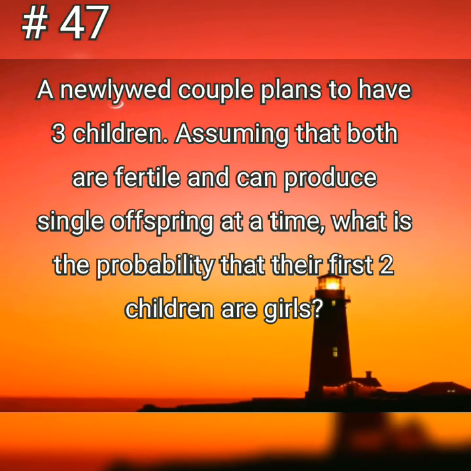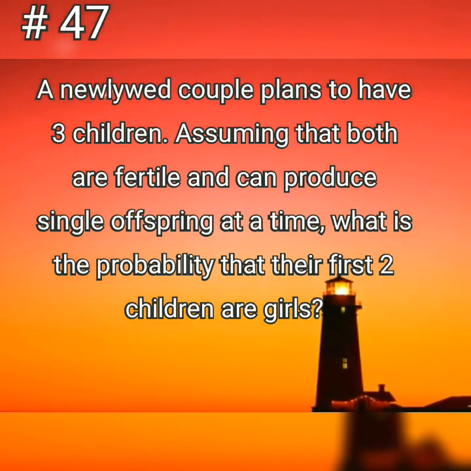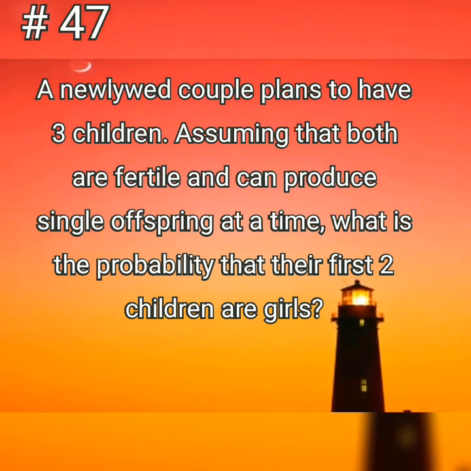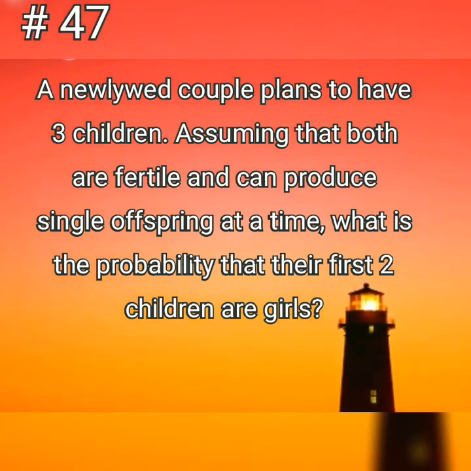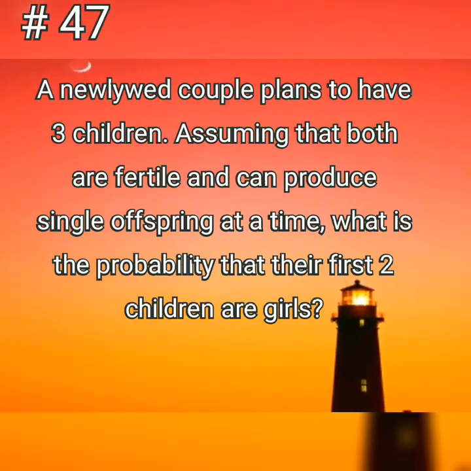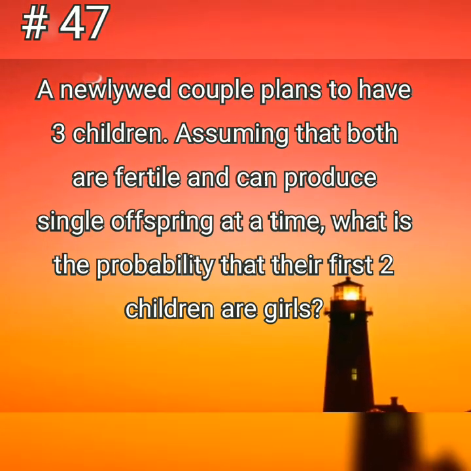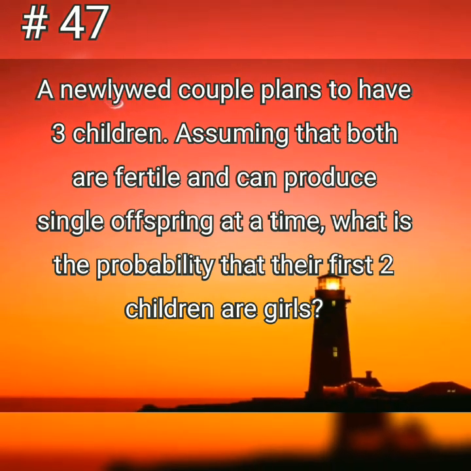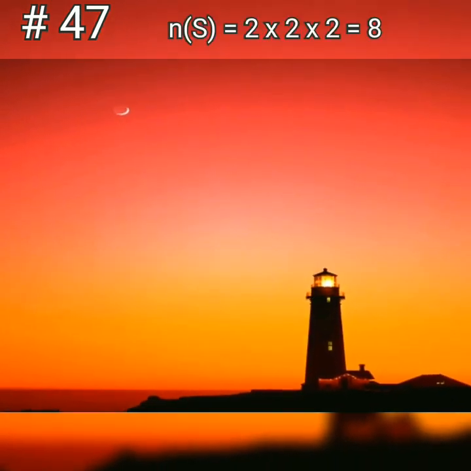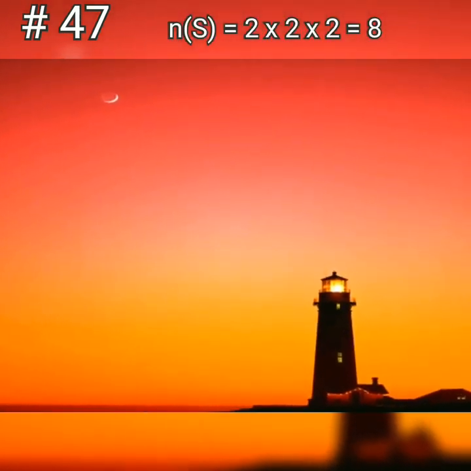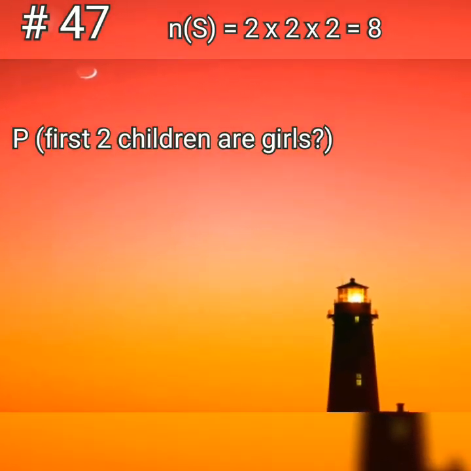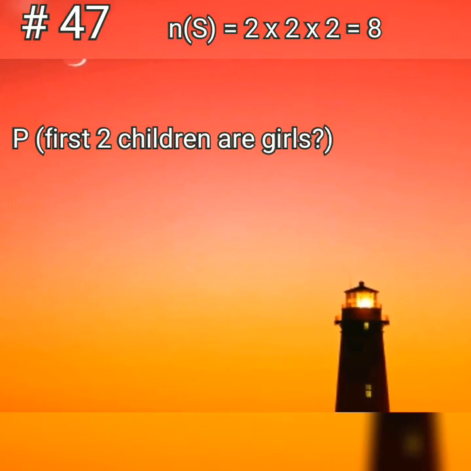A newlywed couple plans to have 3 children. Assuming that both are fertile and can produce single offspring at a time, what is the probability that their first 2 children are girls? The number of outcomes in the sample space is equal to 2 times 2 times 2, which is equal to 8. Since we are looking for the probability that their first 2 children are girls, we will just consider a list in which the eldest is a girl.